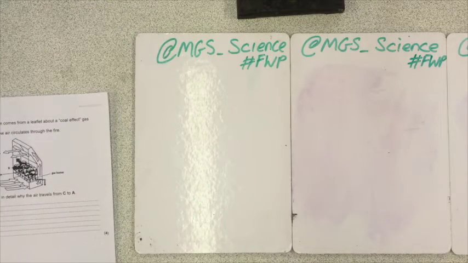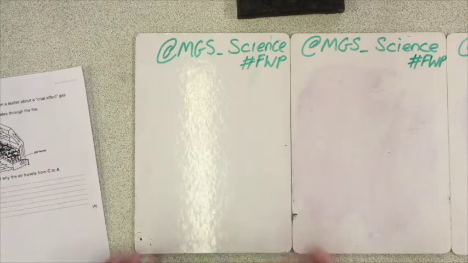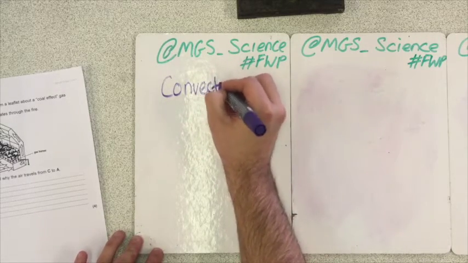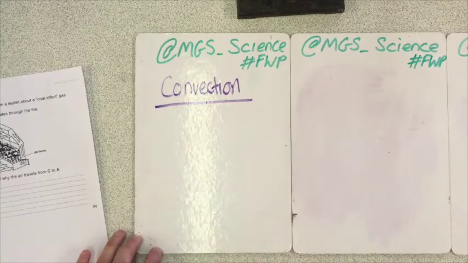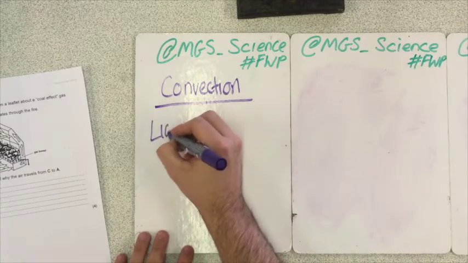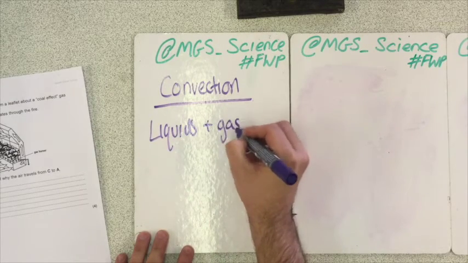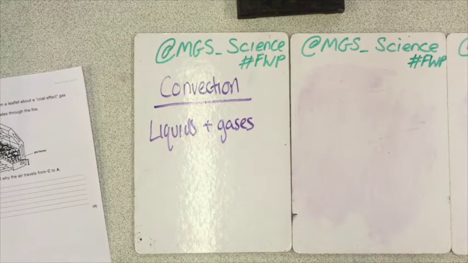Okay, welcome to the second part of thermal energy transfer. In this section we're going to be talking about convection. Now, convection happens in liquids and it happens in gases. It doesn't happen in solids because the particles are too tightly packed together.